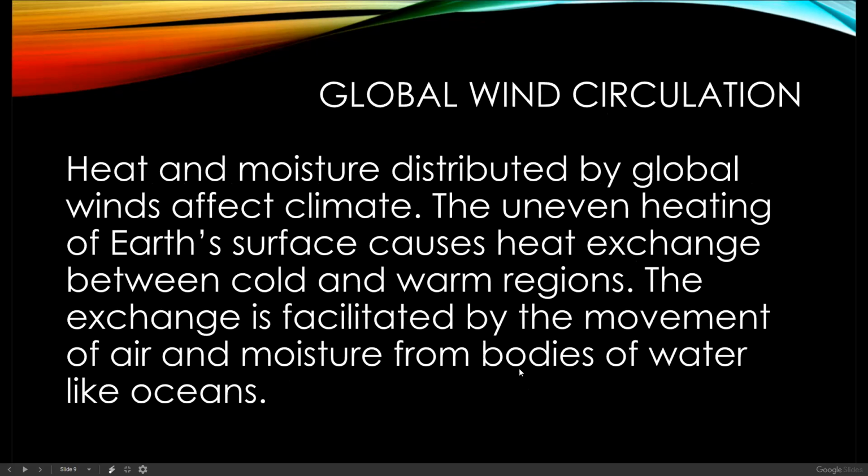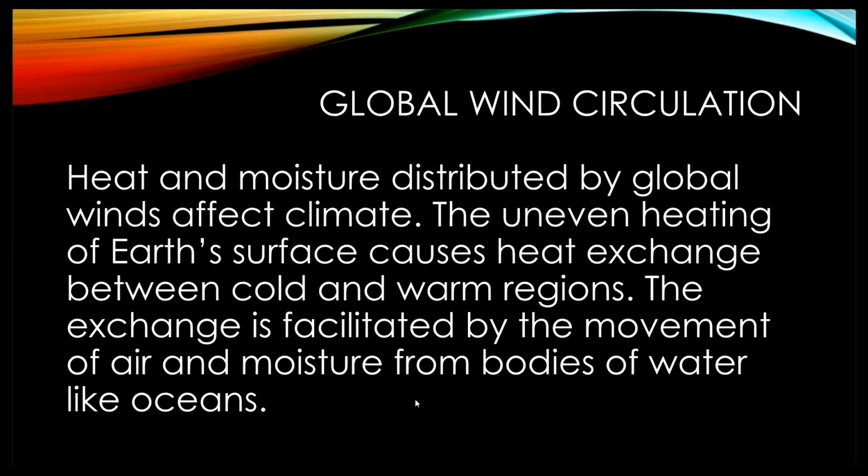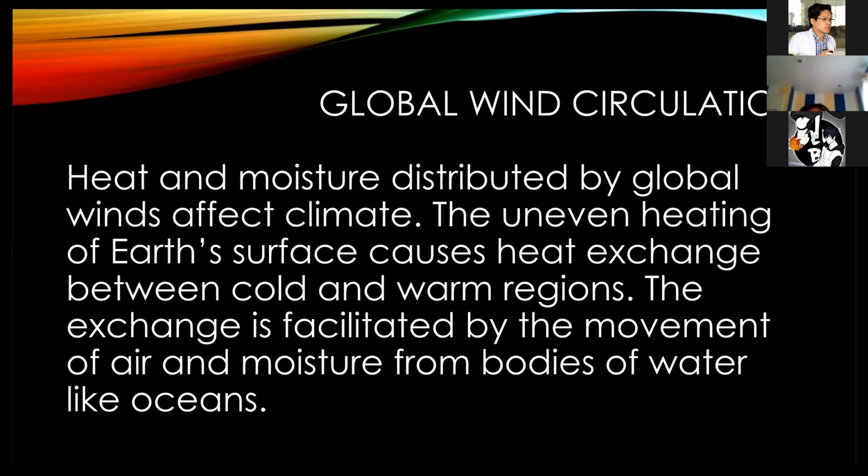Global wind circulation. Okay, heat and moisture distributed by global winds affects climate, correct? The uneven heating of Earth's surface causes heat exchange. Remember, uneven heat because again the Earth is tilted and the Earth is an oblate spheroid. Why is the Earth an oblate spheroid? This is because of the gravitational pull. Okay? The uneven heating of the Earth's surface causes heat exchange between cold and warm regions. The exchange is facilitated by the movement of air and moisture from bodies of water like oceans.